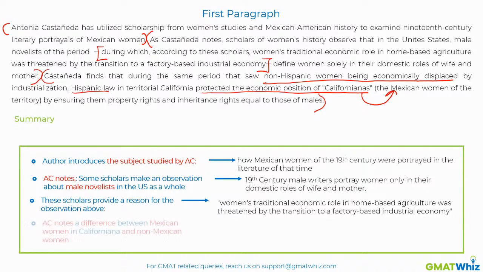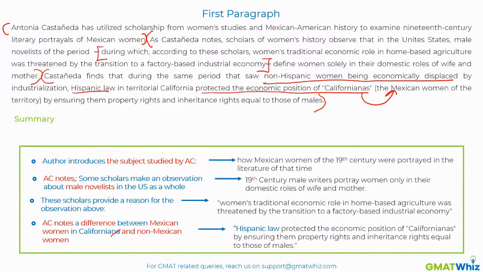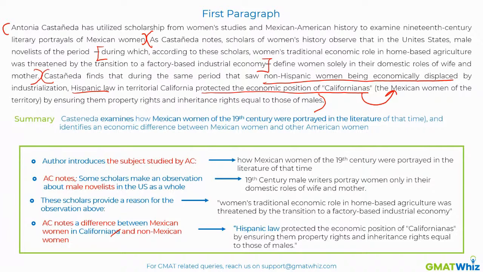All right, so here the author is telling you there is a difference between Mexican women in California and non-Mexican women. And what is the difference? The Hispanic law protected the economic position of Californianas. So these Mexican women could inherit property, but then the same probably was not true of the non-Mexican women.